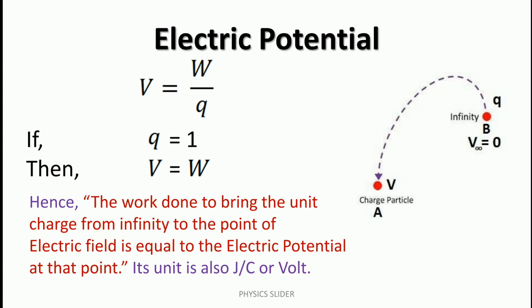Now what about the unit of this? Watch here. The unit of work done is joules, the unit of charge is coulomb, so the unit of electric potential becomes joules per coulomb or volt.